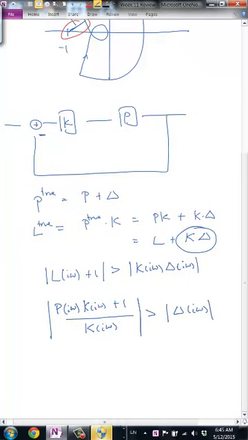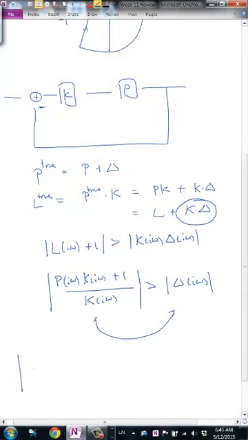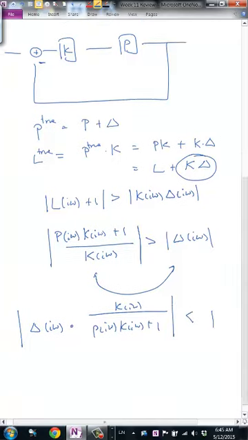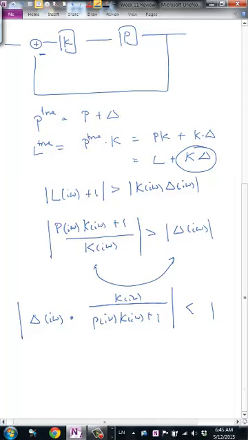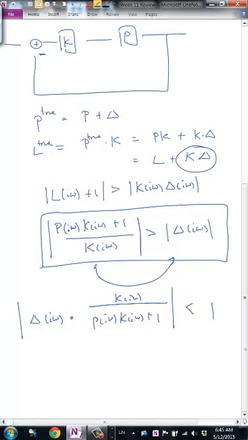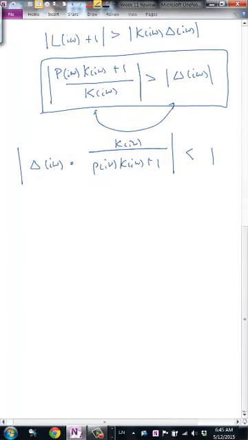Another way to write this, if I bring this all over onto this side, is that delta of i omega times K of i omega divided by P of i omega K of i omega plus 1 has to be less than 1. The reason I write it like this in this last form is that this is the form that we'll see in the small gain theorem. But I think this is a useful way to think about it. So let's see what the small gain theorem says, and then we're going to come back and apply it to the feedback unity loop and see that we get exactly this.